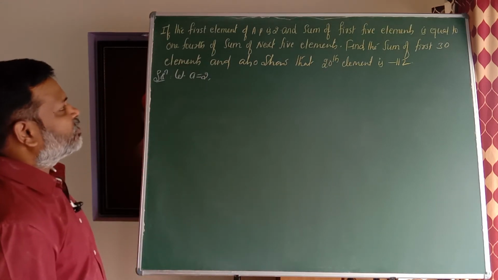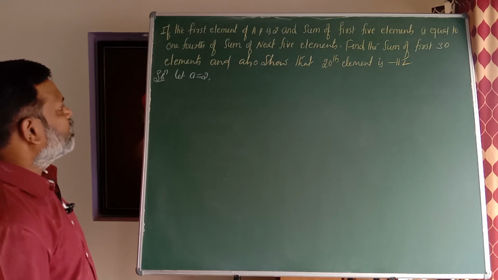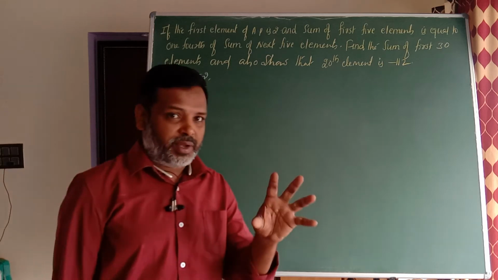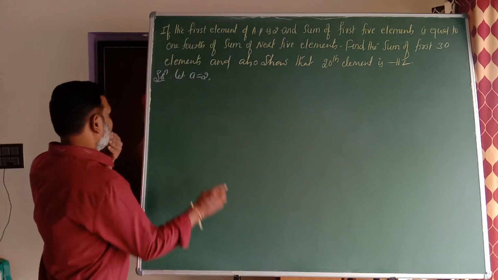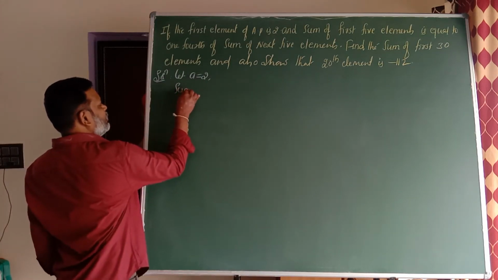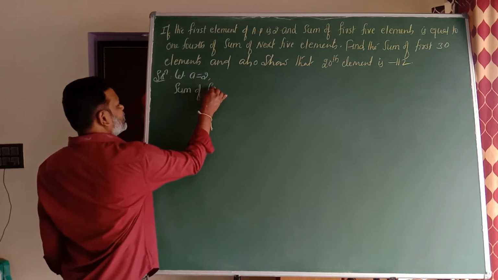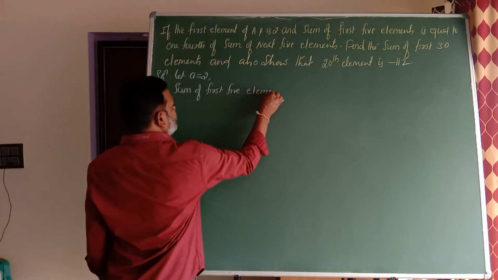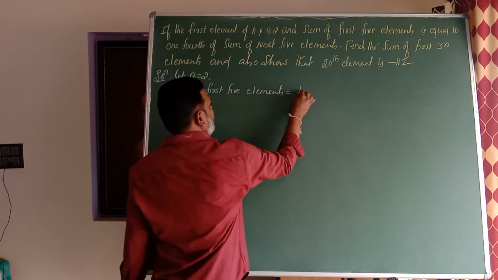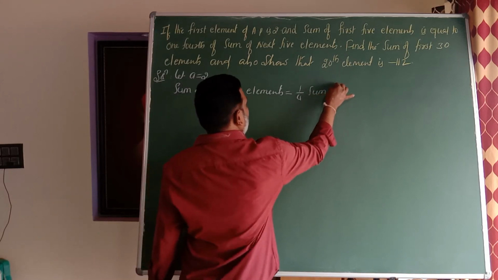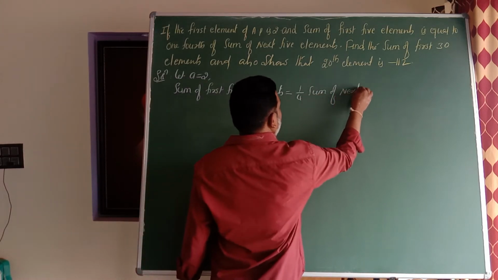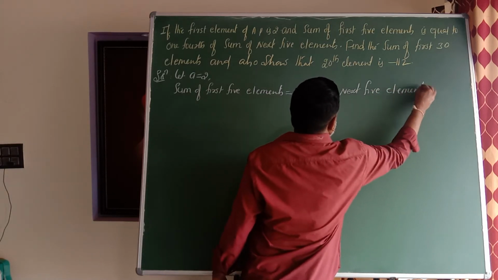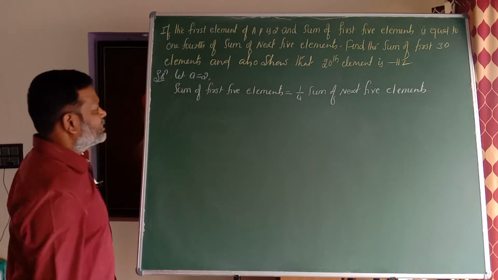And the sum of first 5 elements is equal to 1/4 of sum of next 5 elements. Look at that. Sum of the first 5 elements is equal to 1/4 of sum of next 5 elements. Got my point? This is the question.